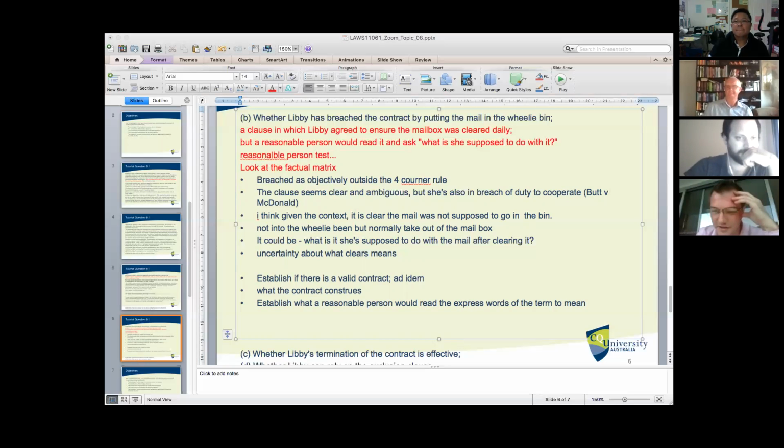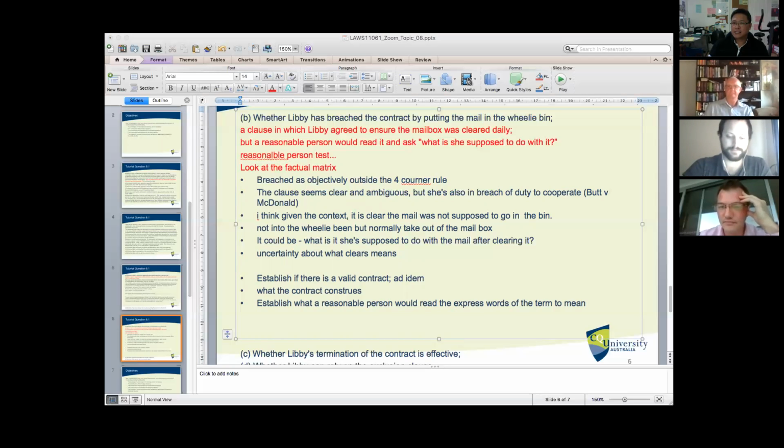I don't think so. I think there's an argument that there might be, but it seems too tenuous because it's not that she hasn't done what she's supposed to do. She has done what she's supposed to do, but in a way that probably wasn't thought about by the parties.